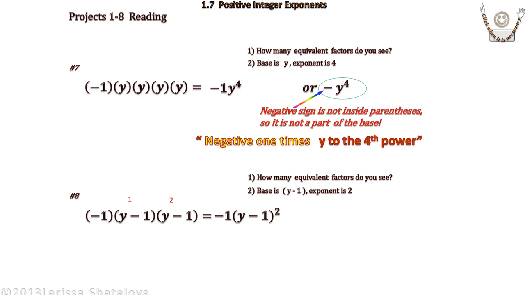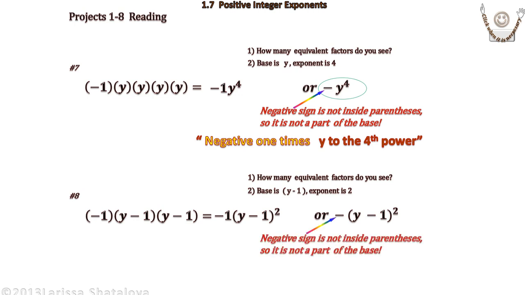Here is a tricky notation. So how can we understand this? This negative sign is outside of parentheses, so it's not part of the base, because it's not inside of parentheses. How to read this? -1 times y and -1 squared.